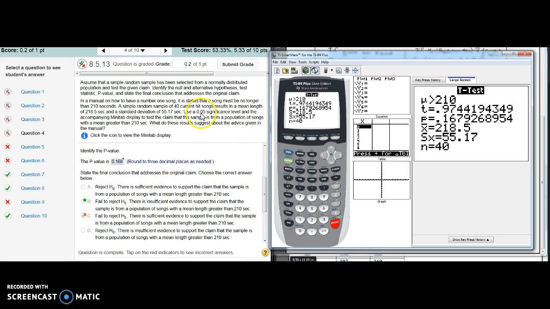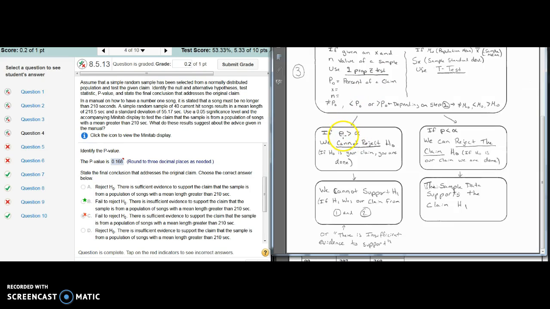Now, is that value less than or greater than our significance value? 0.167 is greater than alpha, so we are at the point where p is greater than alpha, so we cannot reject H0. H1 was our claim, so we need to go to the second step where we say there is insufficient evidence to support. So if we cannot reject H0, then we cannot support H1. So if p is greater than alpha and your claim is H1, you say there is insufficient evidence to support.